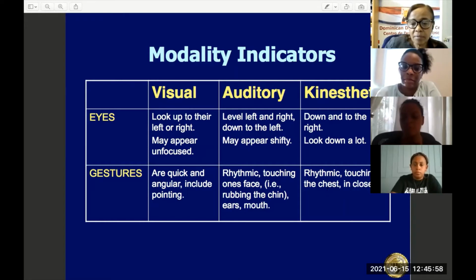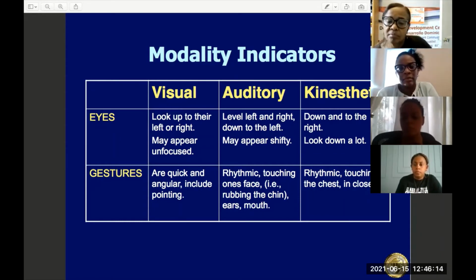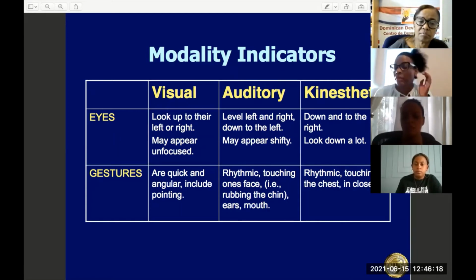And then kinesthetic learners, as you can see, down and to the right, they look down a lot, right? It's like they're almost wanting to reference their bodies and the way they feel as they're engaging with you. Or you see a lot of people that touch their chest a lot as they're speaking, right? That's one of the indicators that the person may be a primarily kinesthetic learner.